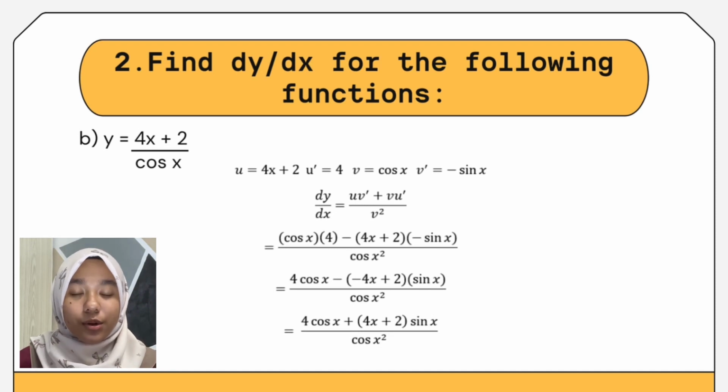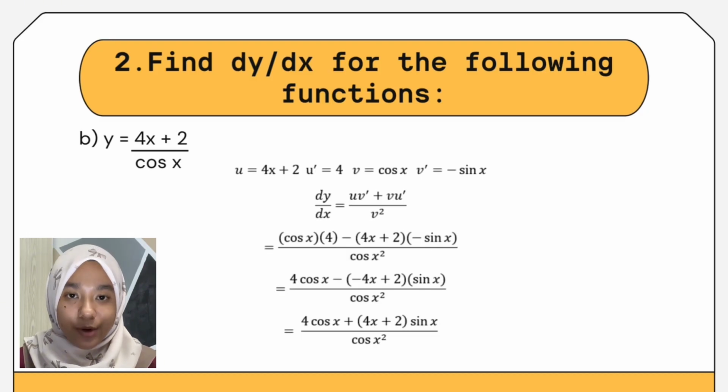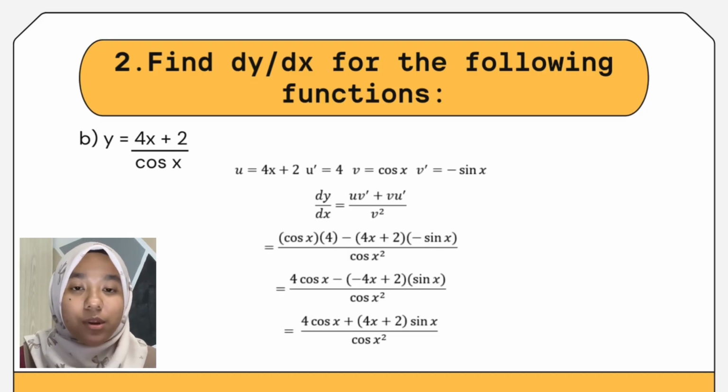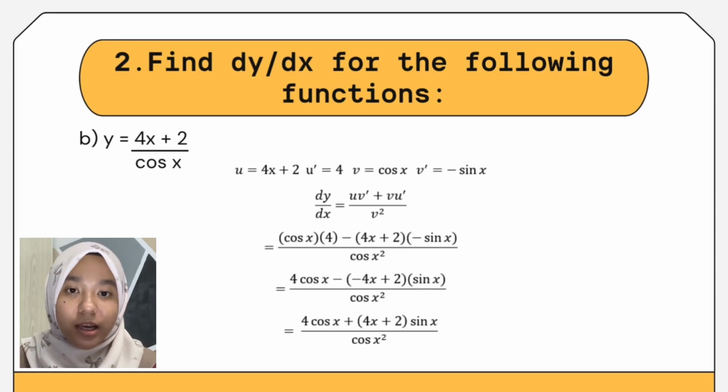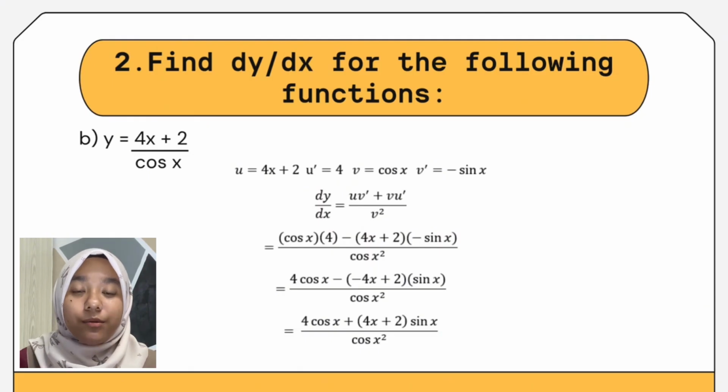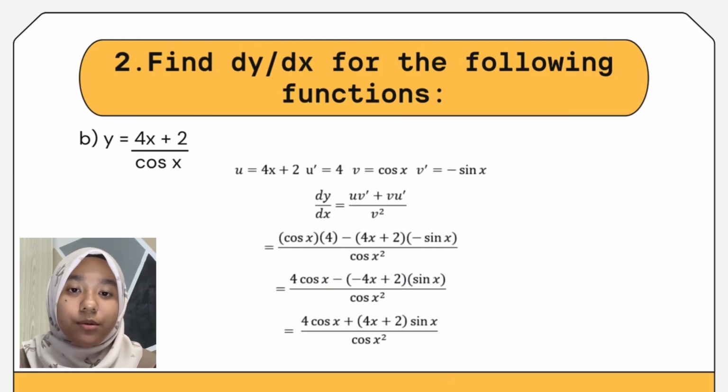This time, we can use the quotient rule, which is dy over dx equals vu prime minus uv prime over v squared. To find dy over dx for this equation, we need to identify which is u and which is v. As we know, u will be 4x plus 2 and v will be cos x. Then we need to identify u prime and v prime. Since 4x plus 2 is u, u prime will be 4 and v prime will be negative sin x. Remember, v prime will be negative sin x because v is cos x. The derivative of cos x is negative sin x.